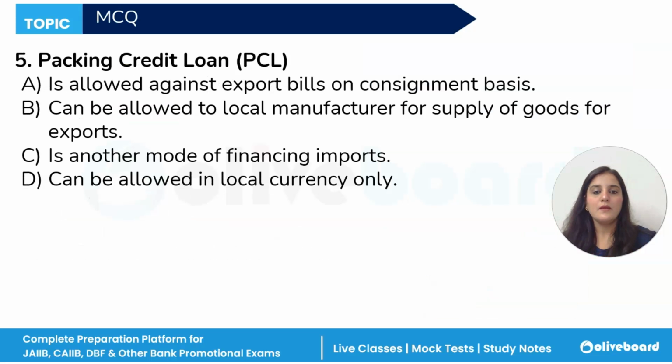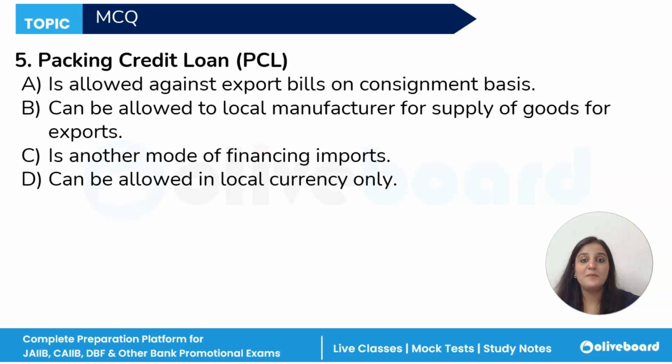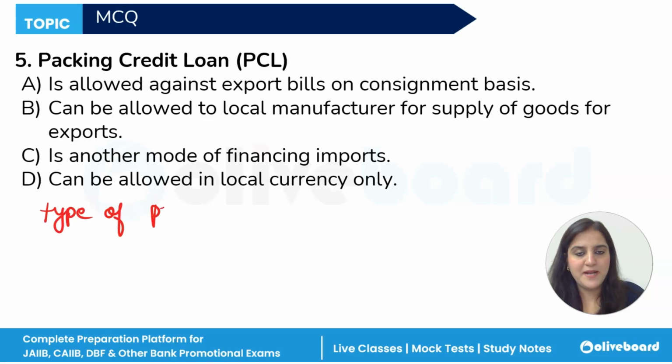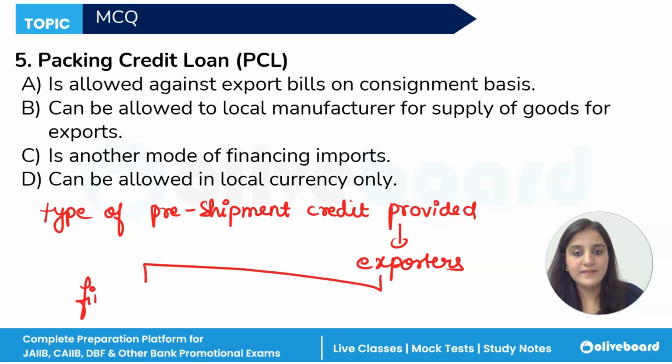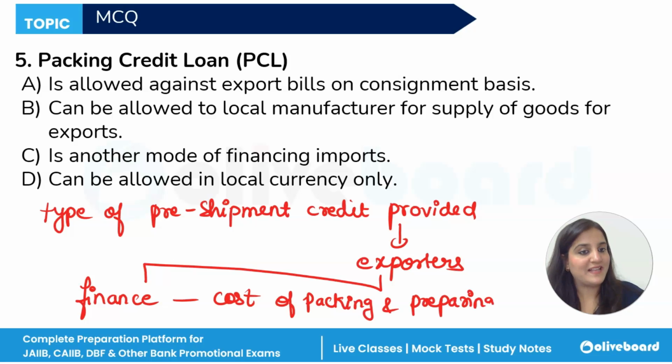Now, packing credit loan, that is PCL. What is the meaning of PCL? We will learn this first. PCL basically is a type of pre-shipment credit provided to exporters to finance the cost of packing and preparing goods for export.